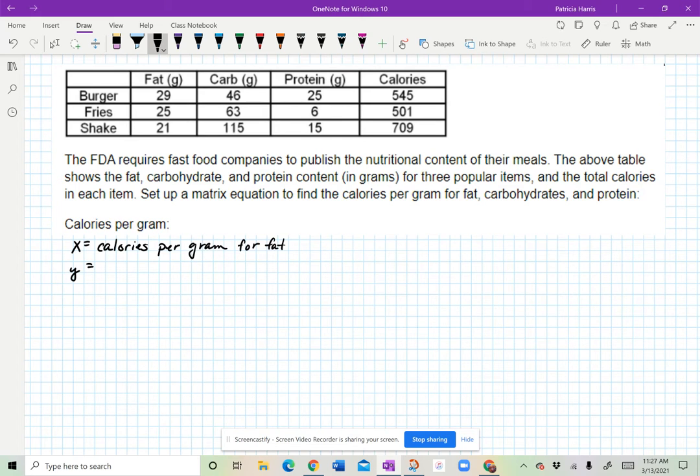y be the calories per gram for carbs, and we'll let z equal the calories per gram for protein.